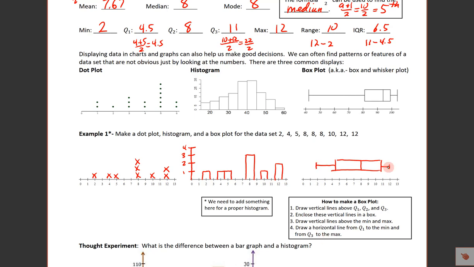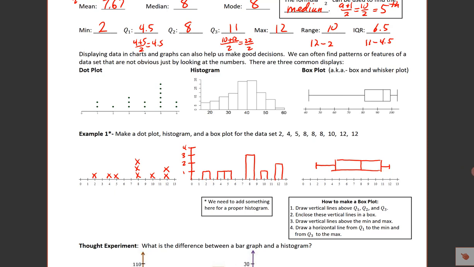So what you can see from that is, take a look at this first quarter, this first 25% of the data. It's about as spread out as this third quartile, that from 50 to 75% of the data. And this one's really spread out. That second quarter is really spread out. And that last quarter, really tightly packed together.